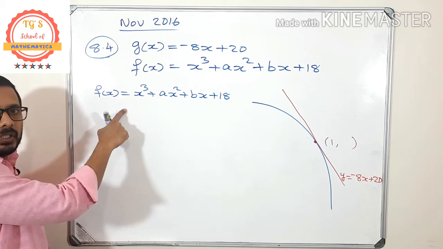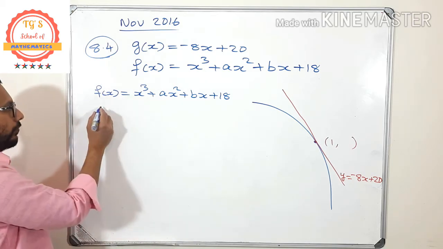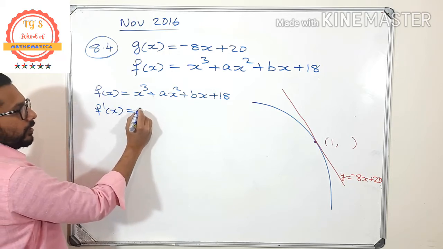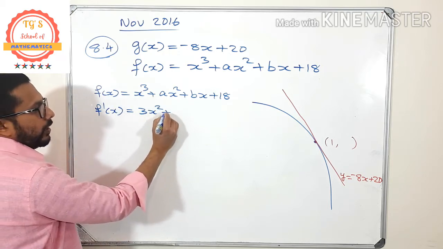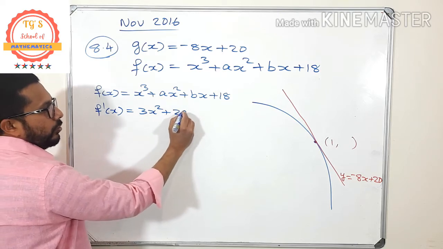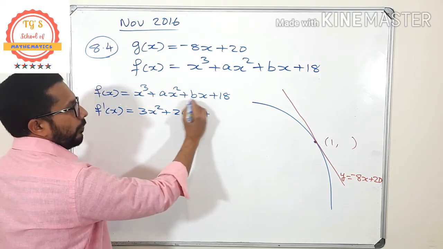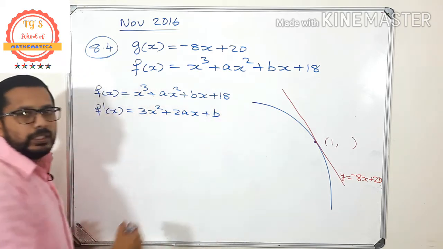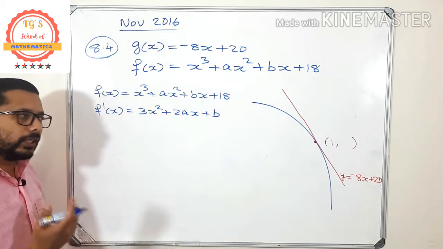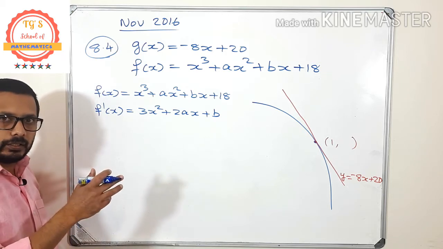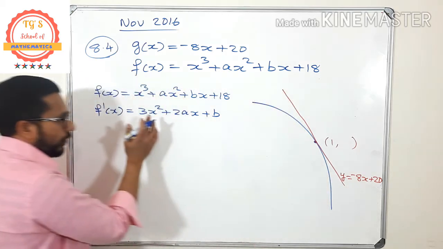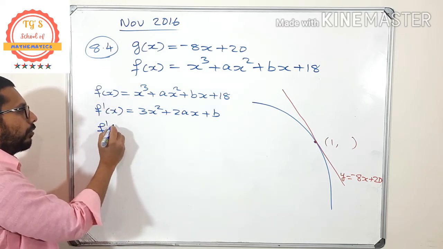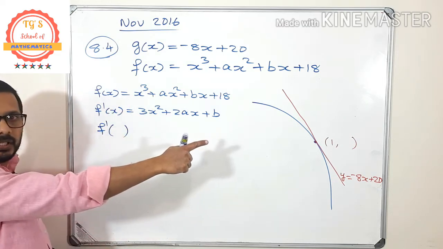In this equation I have to find the derivative first. So what is the derivative? x cube gives 3x squared, plus ax squared, so it is 2ax, plus bx, the derivative is b. And what is the derivative of the constant term? It is 0. And how can you find the gradient of that tangent? First you find the derivative, and in that derivative you have to substitute the value of x. What is the value of x at that point?